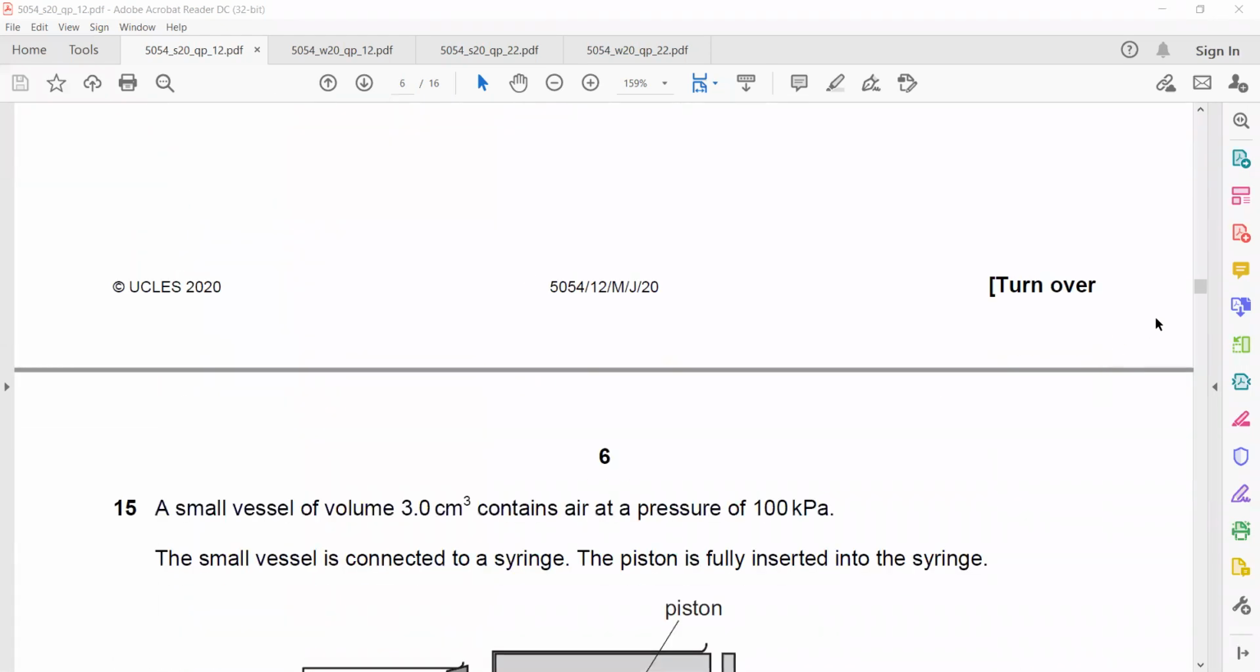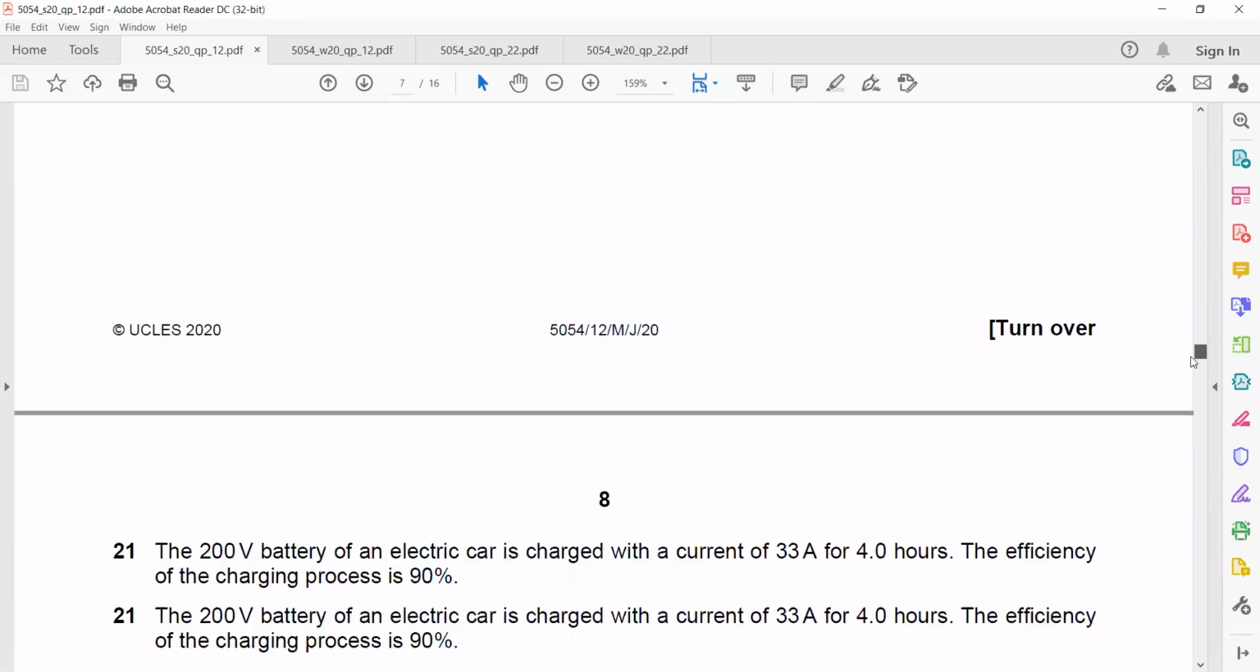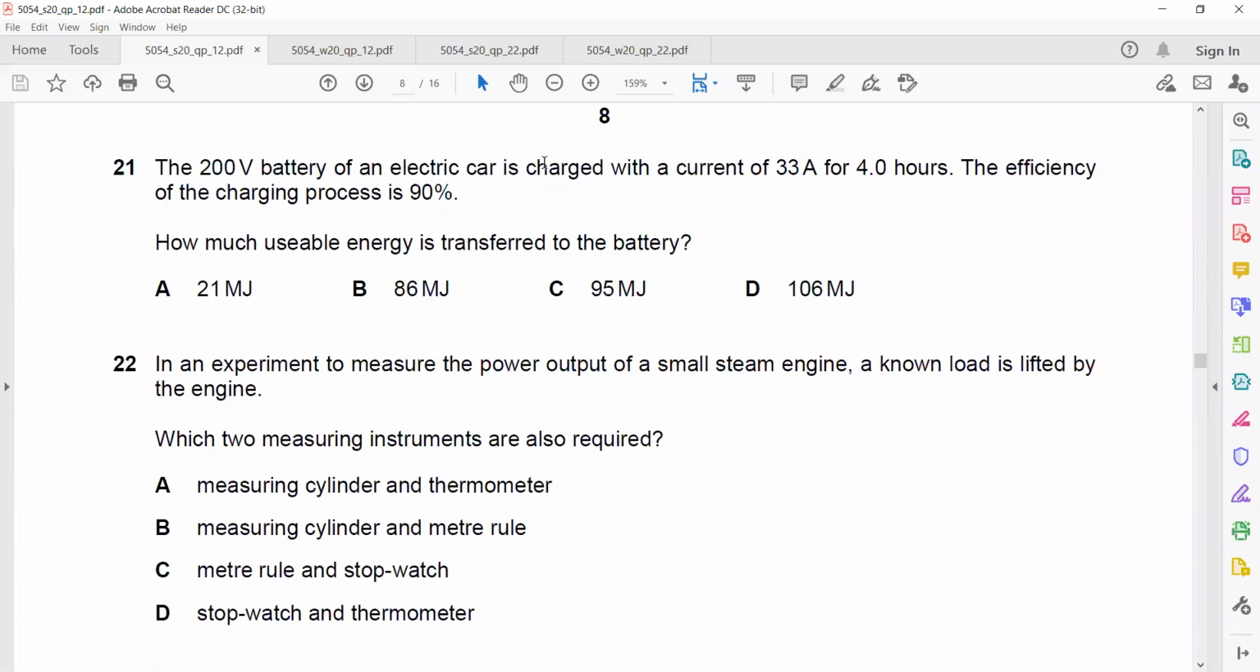Next, question 21. A 200-volt battery of an electrical car is charged by a 33 ampere current for 4 hours. Time should always be in seconds. The efficiency of the charging process is 90%. So how much usable energy is transferred to the battery? What is the useful energy transfer?